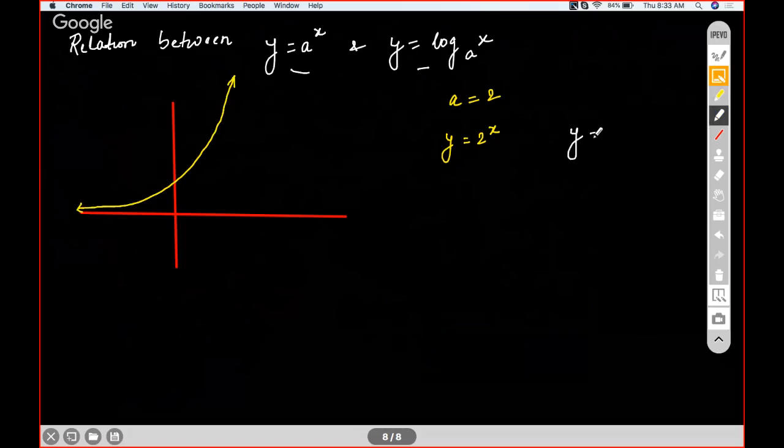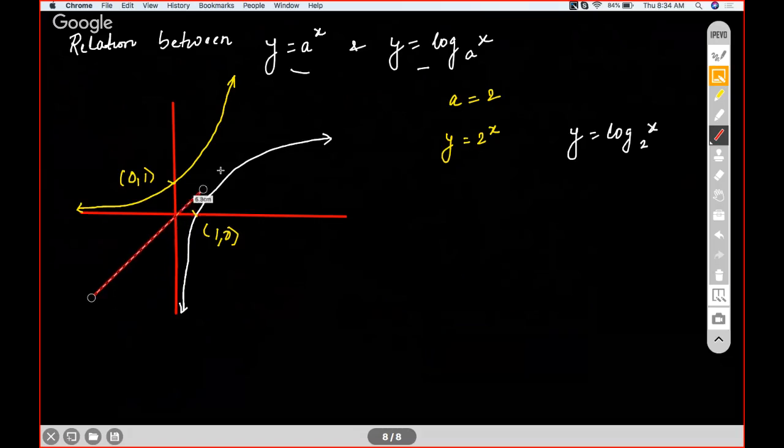And let me draw y is equal to log x to the base of 2. So that graph will be like this. Do you see some kind of similarity between these two graphs? Yeah, they do look like mirror images of each other. About which line? y equals x. Absolutely correct. So this is (0, 1), then this is (1, 0), and as you rightly identified, they are mirror images about the line y equal to x.